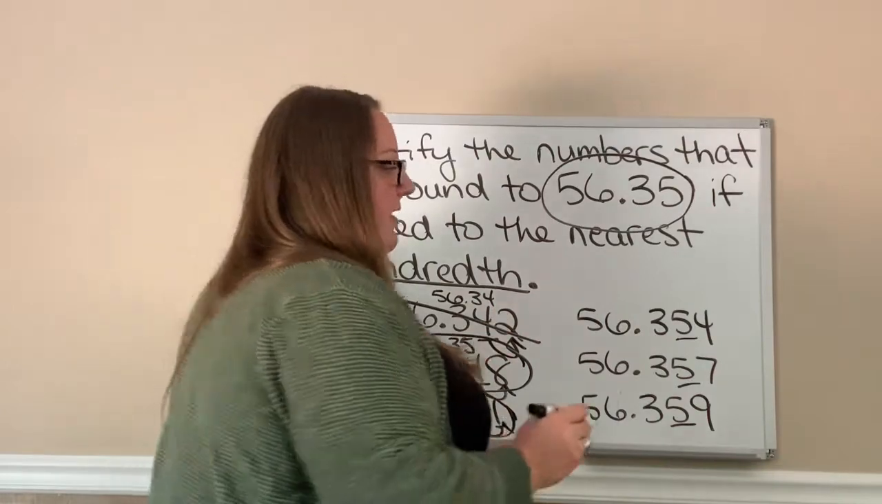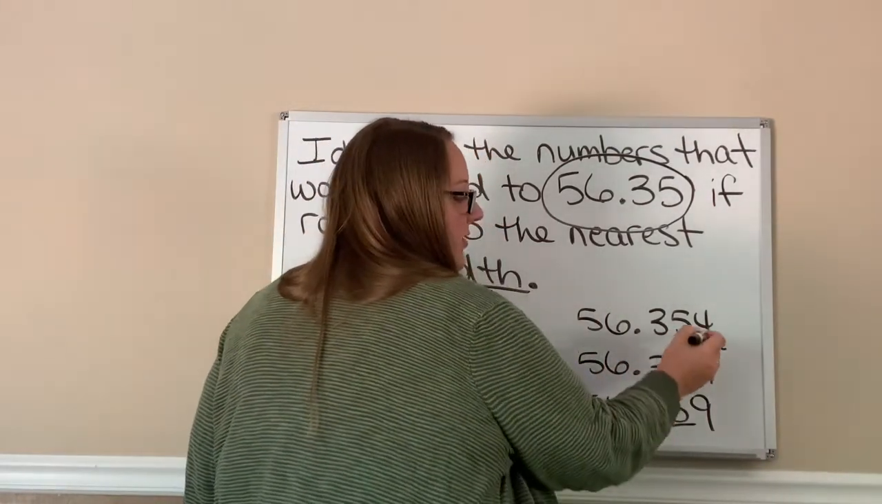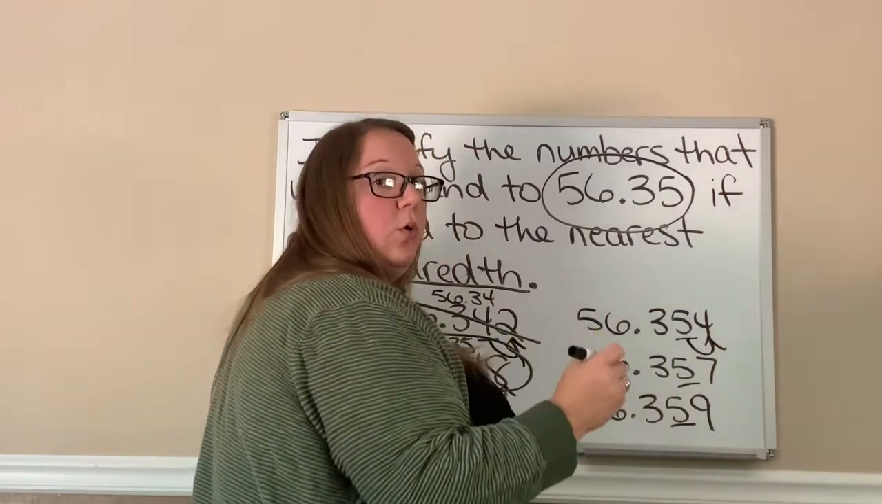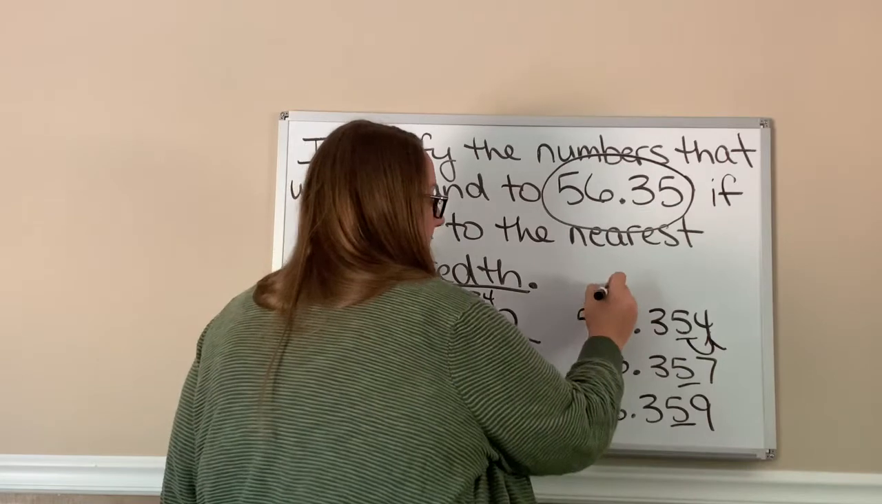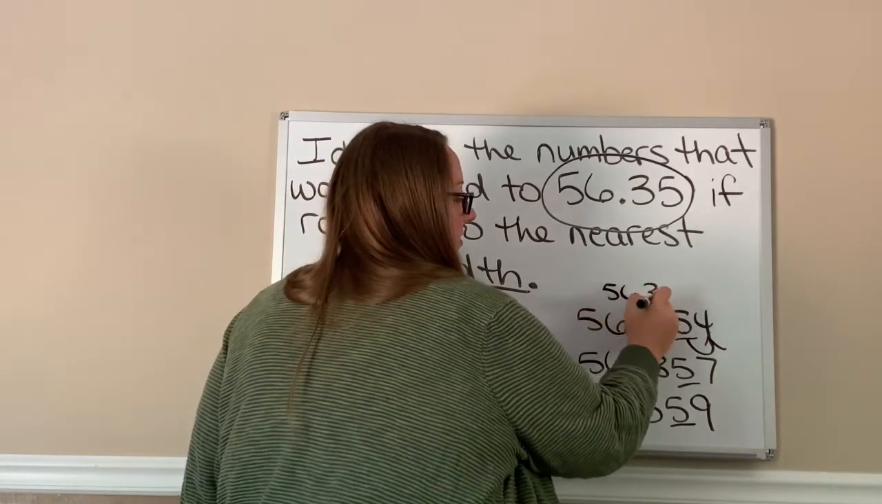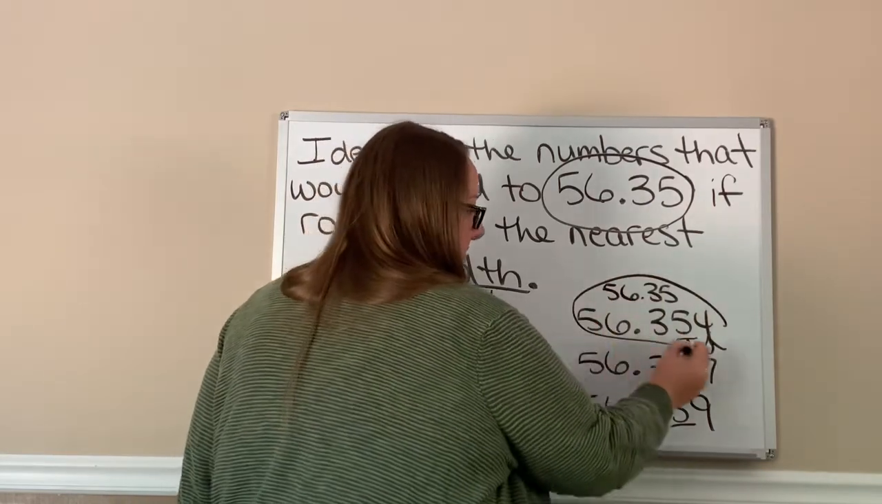Okay, same thing over here. Take my 5, I'm going to draw my arrow next door. This 4 is 4 or less. So I'm going to let this 5 rest. It's going to stay the same. 56 and 35 hundredths. So this is an answer. Circle that one.